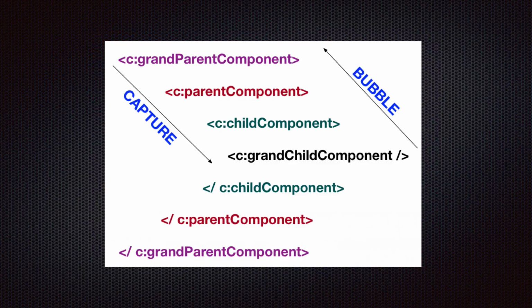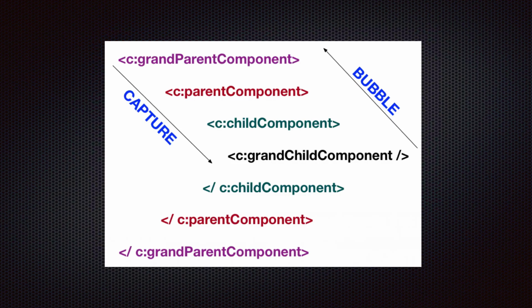So here's an example which explains what bubble and capture phase means. What we have here is a grandparent component that contains parent component, which in turn contains child component, and child component contains grandchild component. Okay. So what happens in the bubble phase is the component that fired the event can handle it. So let's say the grandchild component fired the event. Grandchild component itself can handle the event.